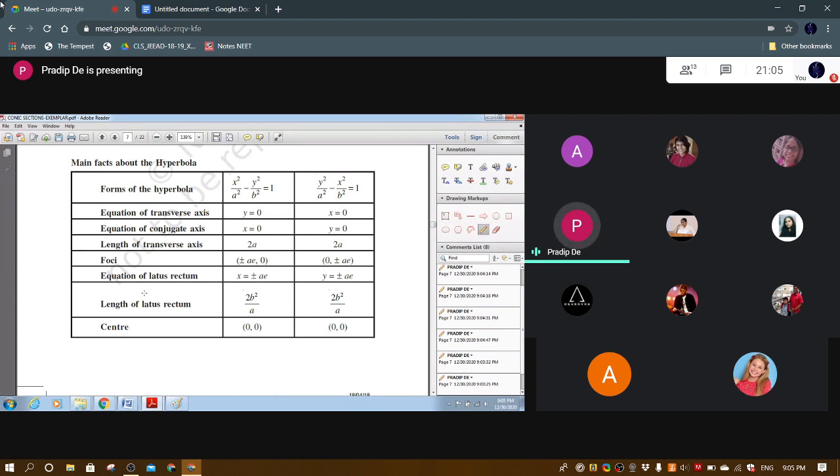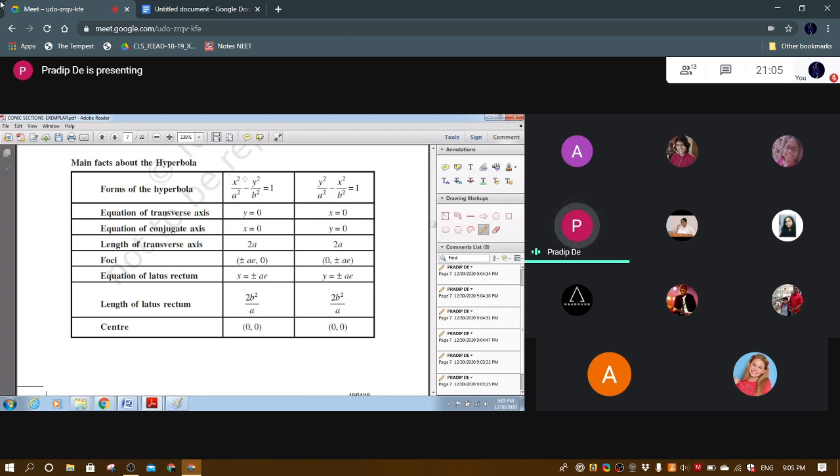Equation of latus rectum: x equal to plus minus a. Just like the ellipse, length of latus rectum 2b square by a. Same. Center at 0, 0. This is for type 1 hyperbola, where the transverse axis is along the x-axis.